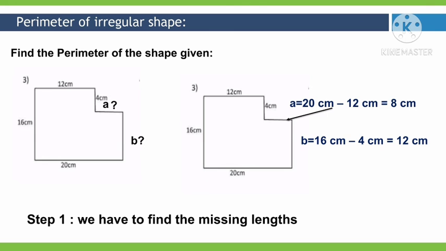Now, in order to find the length of line B, it is a vertical line, right? So you have to check the vertical lines in the shape. Just opposite to it, the total length of the vertical line is 16 centimeter. On the top of the B line, you have a 4 centimeter line. So the measure of line B will be 16 centimeter minus 4 centimeter, which is 12 centimeter. So now we have found the lengths of the missing lines.